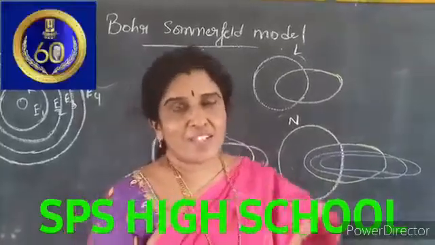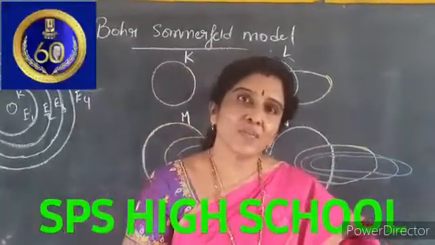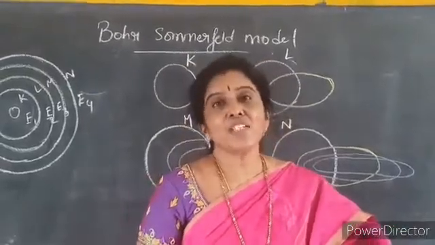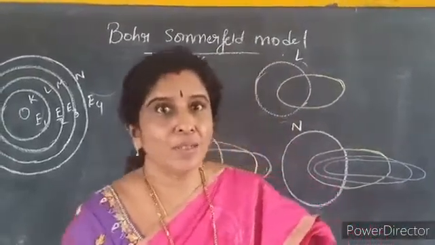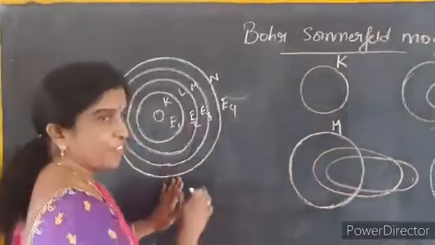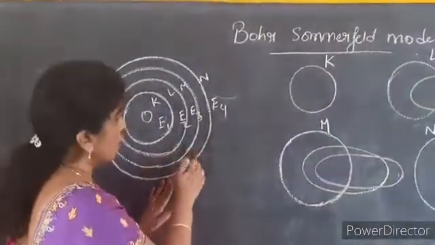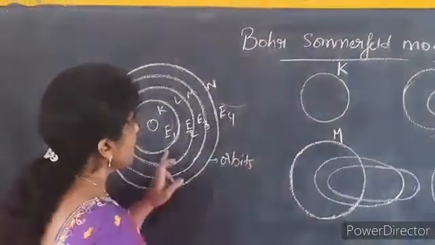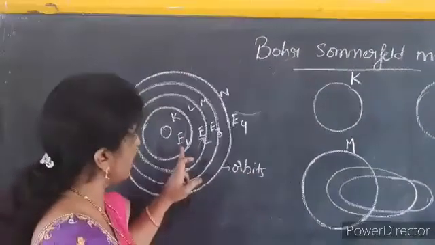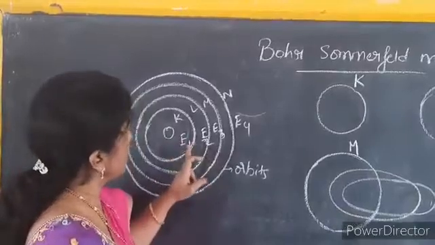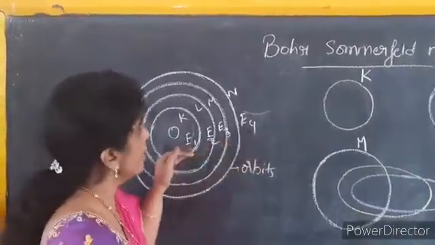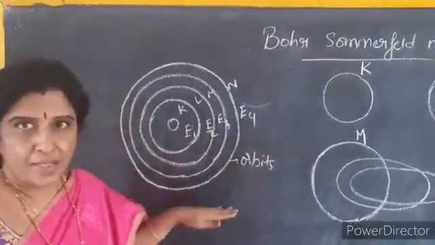Welcome to today's session. In the last class, we have studied about Bohr's atomic model. What are the salient features of the Bohr's atomic model? Atom has definite paths which are known as orbits, and these orbits have fixed energies which are designated as E1, E2, E3, E4, and this energy is quantized.